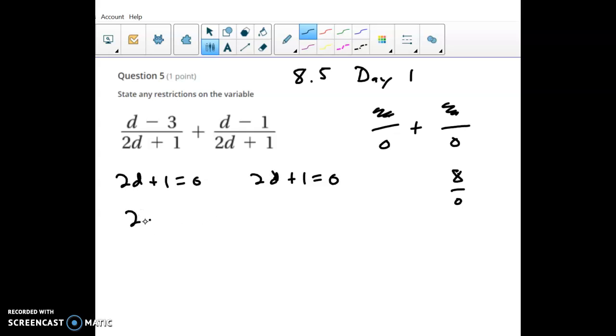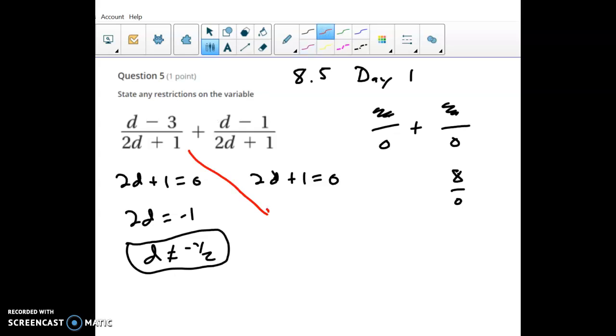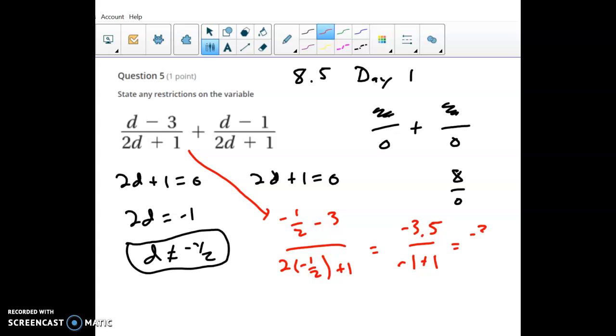If you solve these, minus 1 divided by 2, you get D is negative 1/2, and that is considered a restriction. Basically, D can't be that number because if it was, we would divide by 0. So if you want to be really, really specific here, right, if D is negative 1/2, the top would be negative 1/2 minus 3, and then the bottom would be 2 times negative 1/2 plus 1. So we'd have negative 3.5 up top, divided by negative 1 plus 1, and we'd have negative 3.5 divided by 0, and that would error out, right?